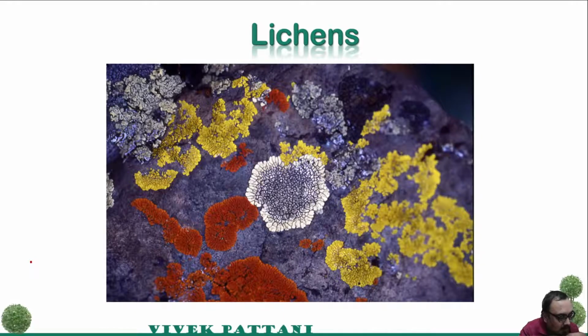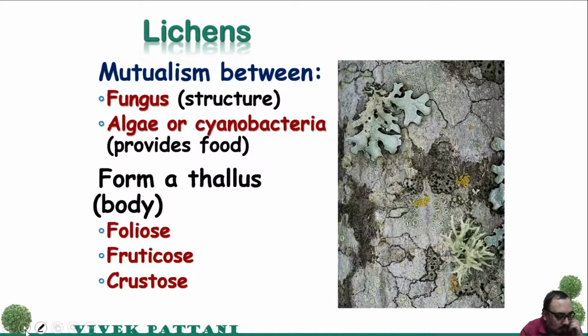Now comes lichens. What are lichens? It's a symbiotic association between fungi and algae. These are the photographs of the lichens. Fungi provide structural assistance, and in return algae provide food, and they form a thallus, called foliose, fruticose, or crustose. You need not remember this, but just for your information.